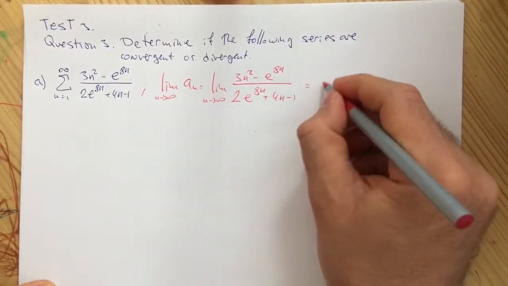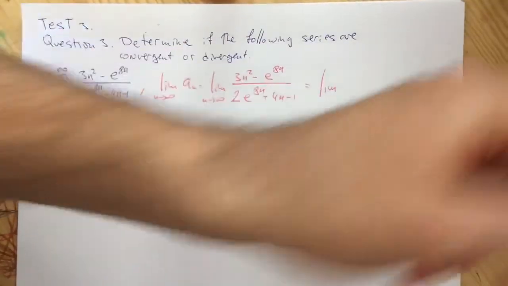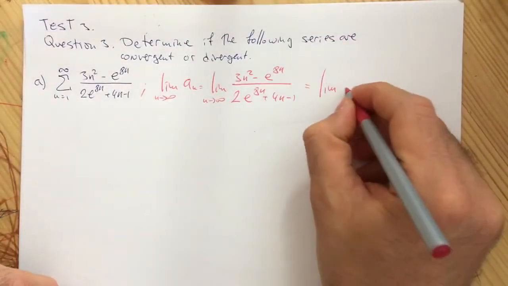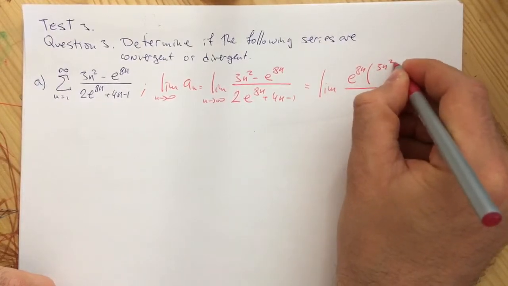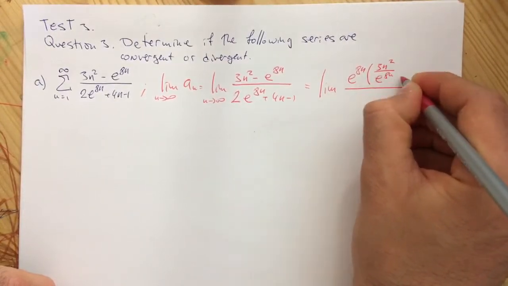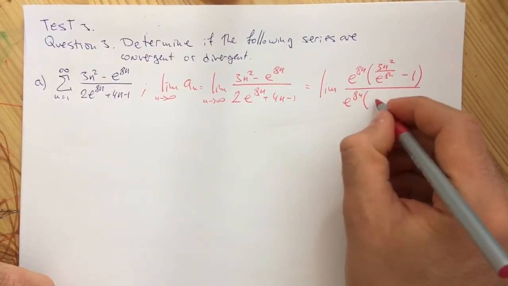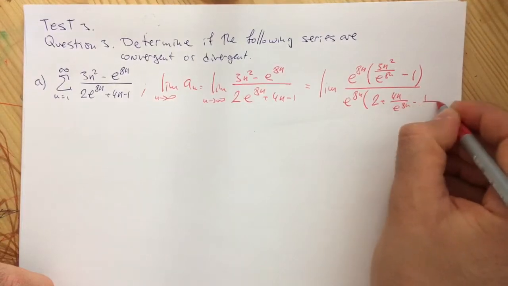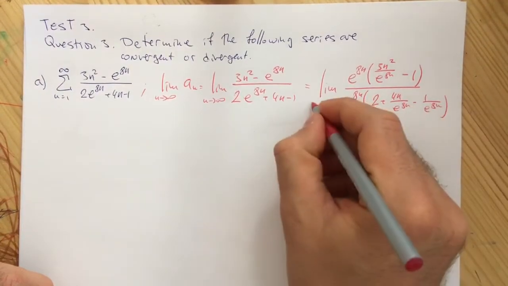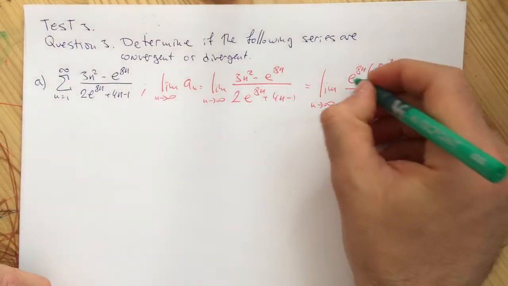And now here we're going to factor out the leading term. In that case that would be the exponential e to the power of 8n: 3n squared over e to the power of 8n minus 1, over 2 plus 4n over e to the power of 8n minus 1 over e to the power of 8n, as n goes to infinity. And here we cancel out that leading term.